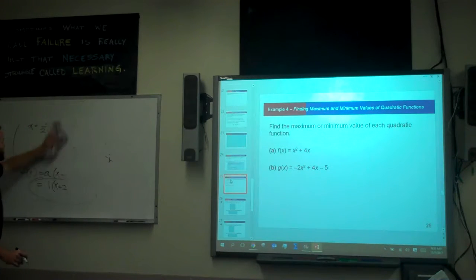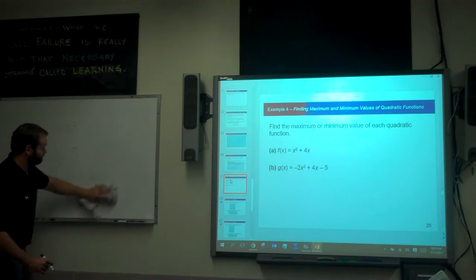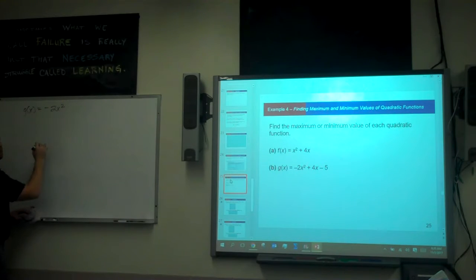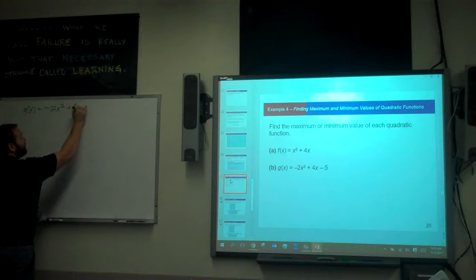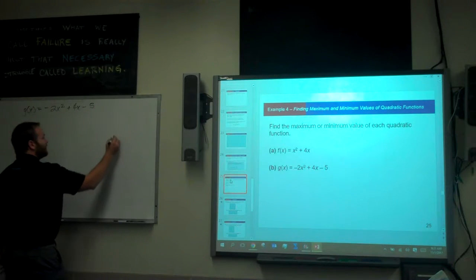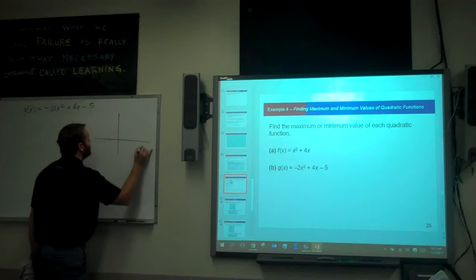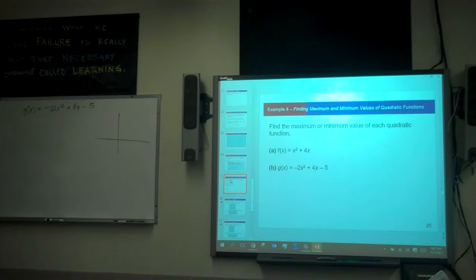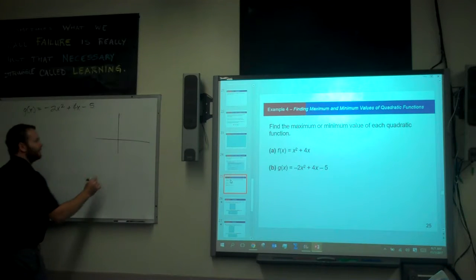Let's do that next one. Let's do B. What's the concavity of that one? Is it concave up or concave down? Concave down. So it's going to look, okay, it's going to be concave down. What's the y-intercept going to be? Negative 5.